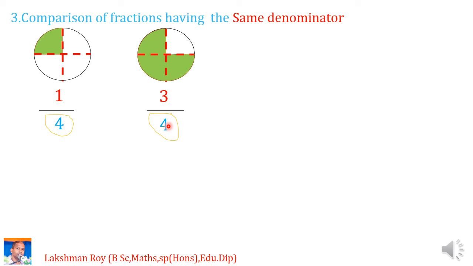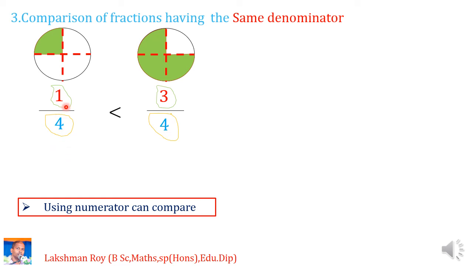Now you can compare using the numerator. You can see here 1 part, here 3 parts. So the big part is here. Now see, the numerator is 1, the numerator is 3. That means this fraction is big, right? So how do we get the idea? If the denominators are equal, you can compare using the numerator. Using the numerator you can compare. The fraction with the bigger numerator is big.